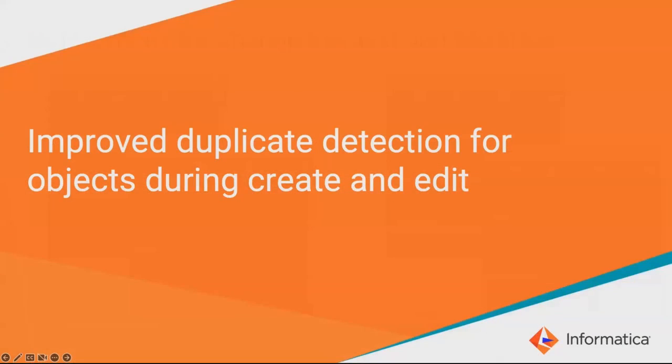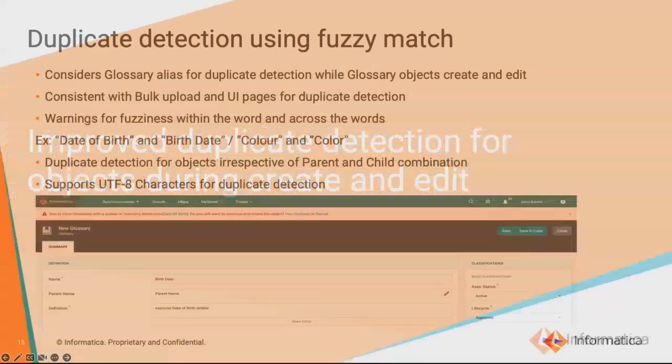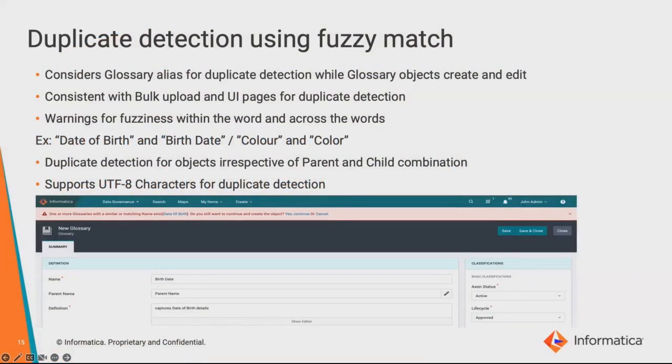Then we introduced the duplicate detection enhancement, or the change in the algorithm. Earlier, we used to use a Soundex algorithm, which was not giving us the right warnings or alerts when there are duplicate objects. Now, with fuzziness included, we get the warnings whenever there is fuzziness within a word or across the words. Example, date of birth and birth date. These are glossary terms which have been defined. This gives a warning that a similar object already exists in the system. Do you really want to create a duplicate of it or a new object, or can you reuse them?